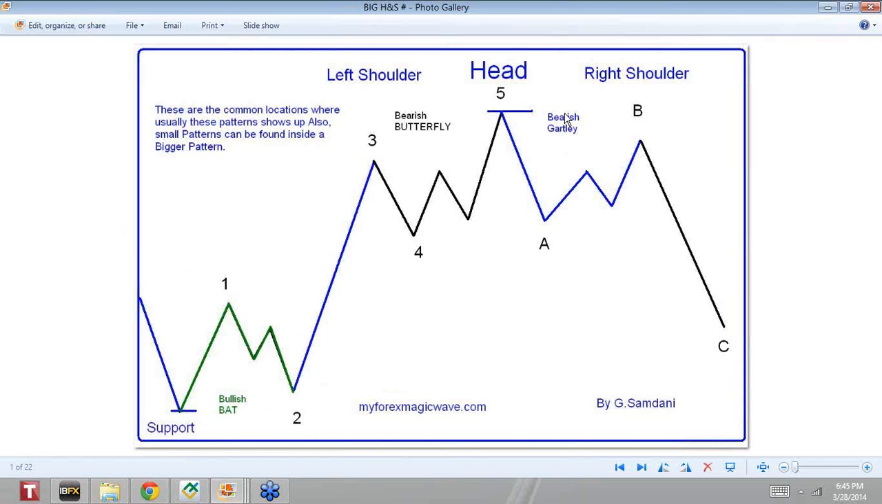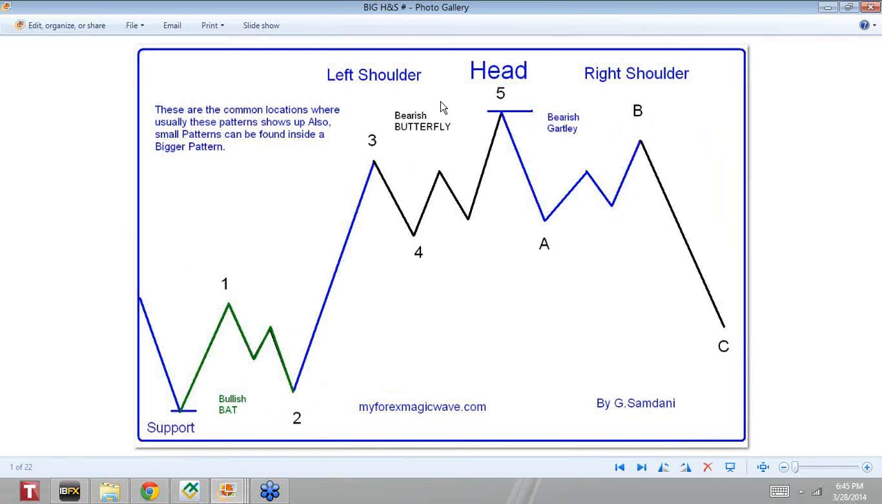If it is on the top of the move, it could be wave A and B. This is also going to be bearish, either gartley or bat, depending on this ending at 0.786 or 0.886. If the B wave ends at 0.886, it's a bat pattern. If it is at 0.786, it's a gartley, right?